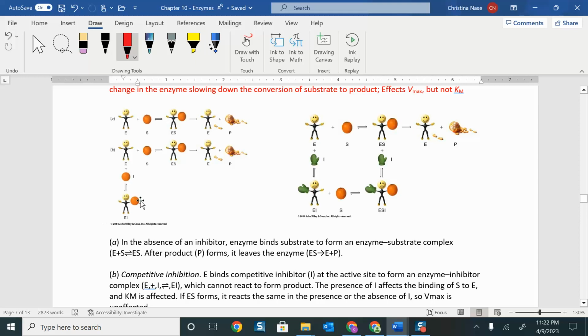That's a competitive inhibitor because those oranges look a lot like the orange balls, and that's going to affect how well the enzyme substrate complex forms.